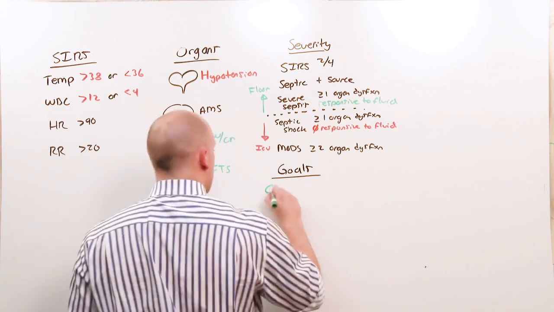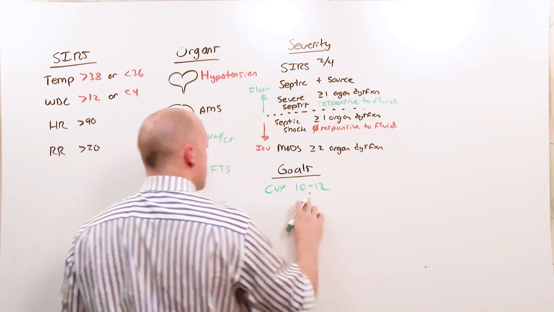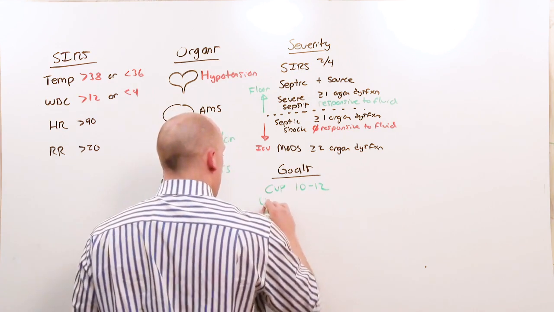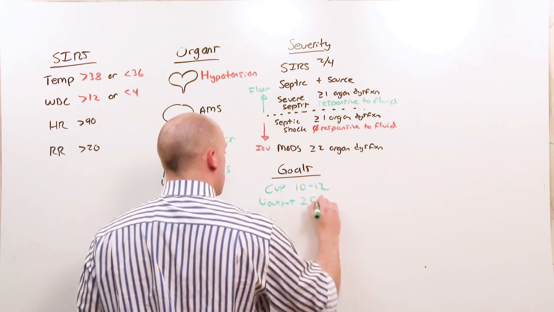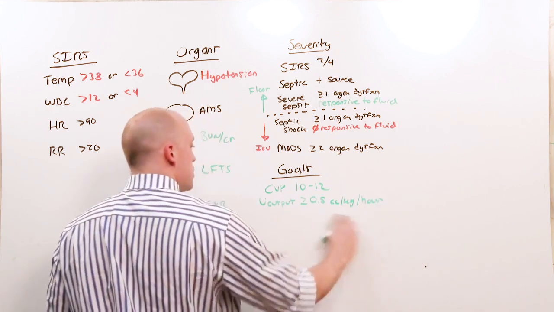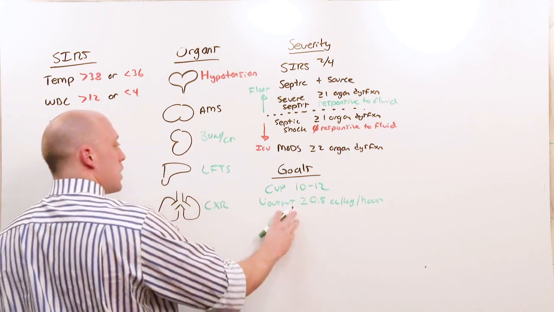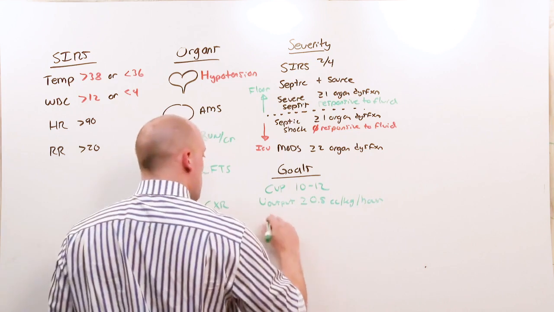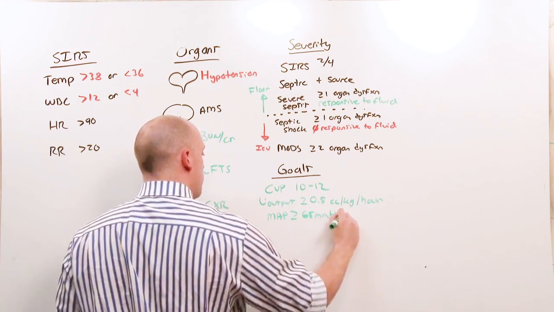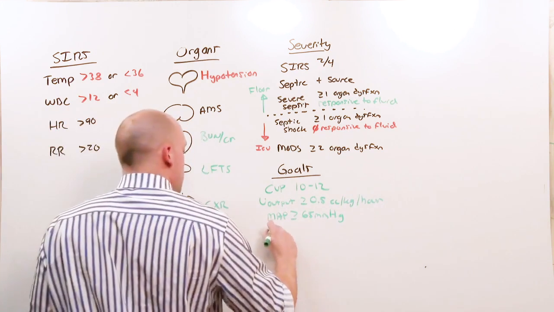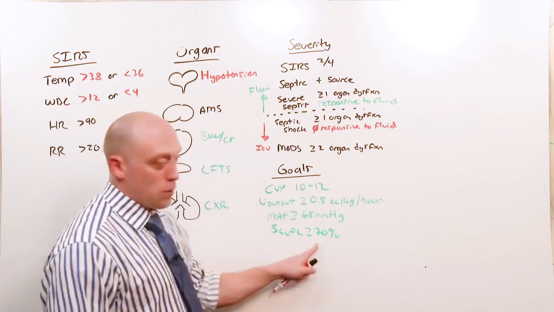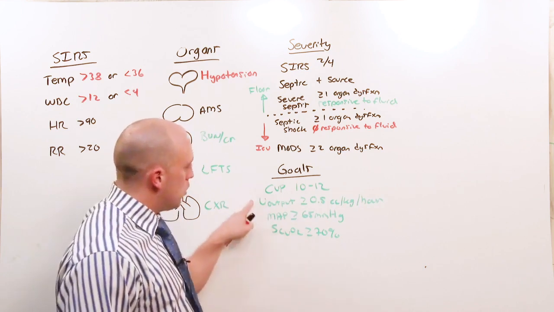You want a central venous pressure between 10 and 12. That is to say, you have enough fluid in the tank to make sure perfusion pressure is maintained. You want a urinary output greater than or equal to 0.5 cc's per kilo per hour. This is the definition of oliguria. Again, you're perfusing the kidneys well enough so that you have good perfusion to the distal tissues. The mean arterial pressure should be kept greater than 65 millimeters of mercury. That's often done with vasopressors. And a central venous oxygen saturation greater than or equal to 70%. This means that there's nothing else going on other than the sepsis. So these are your goals.